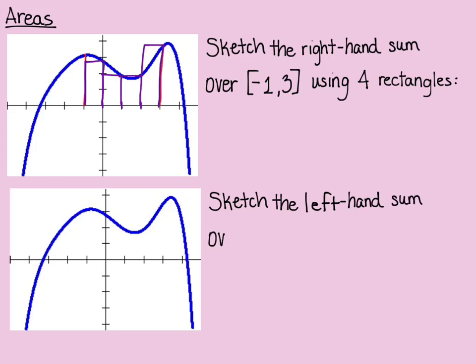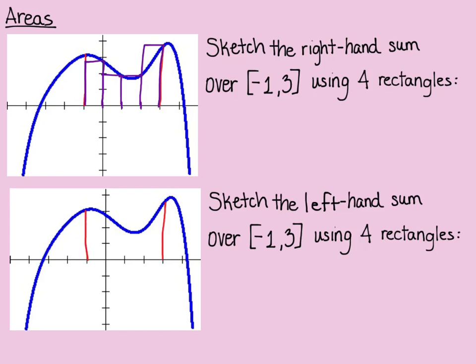Now let's try sketching the left-hand sum over the interval from -1 to 3 using 4 rectangles. Just like before, I'm going to mark off the interval from -1 to 3, and I'm going to mark off 4 equal-sized chunks. Again, they're going to happen at x equals 0, x equals 1, x equals 2, and then the two endpoints, -1 and 3.